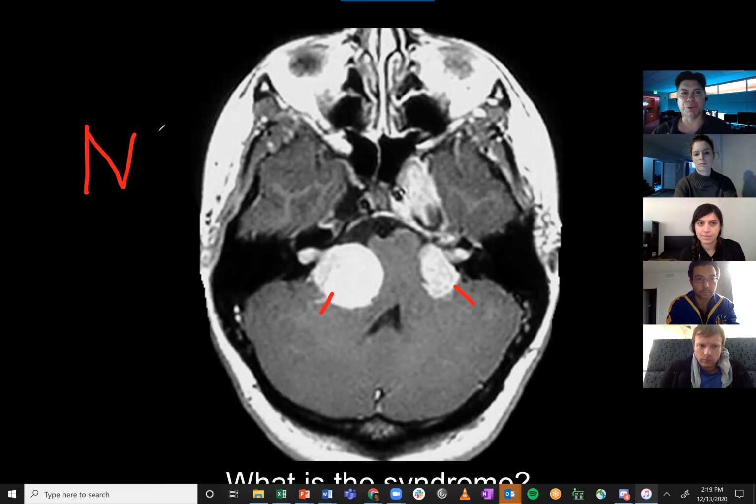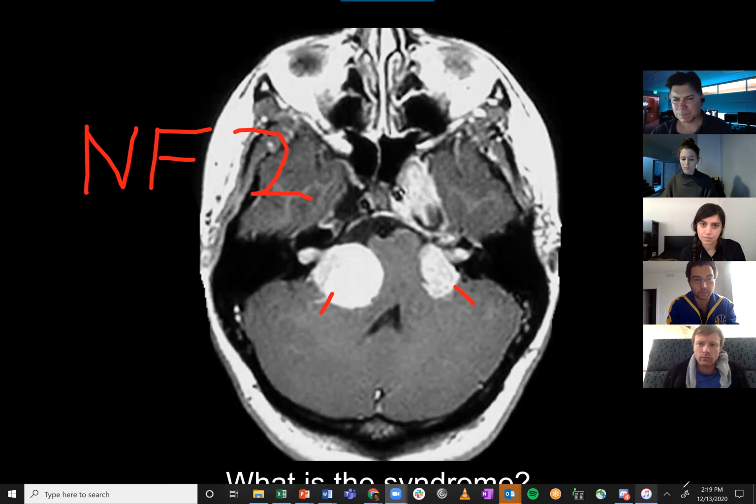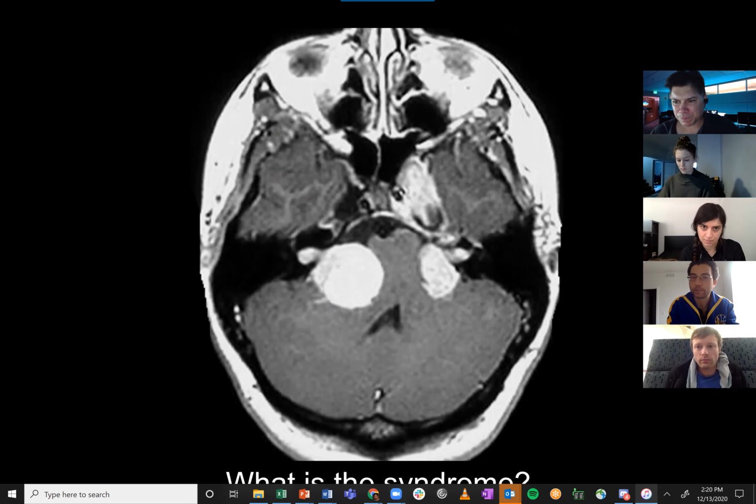NF2, so you think these are neurofibromas? No, I think these are schwannomas. So what do you get with NF2? It's MISME, so it's multiple inherited schwannomas, meningiomas, and ependymomas. Ependymomas, yeah. That's right, great. Good job.